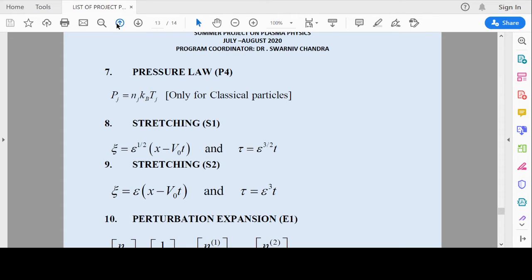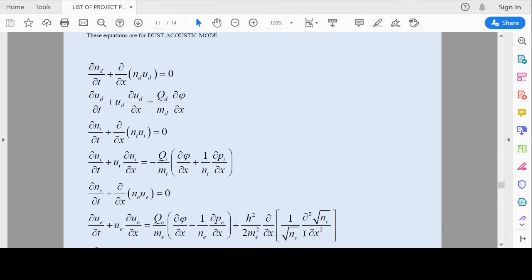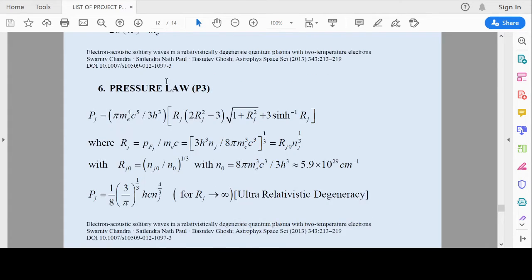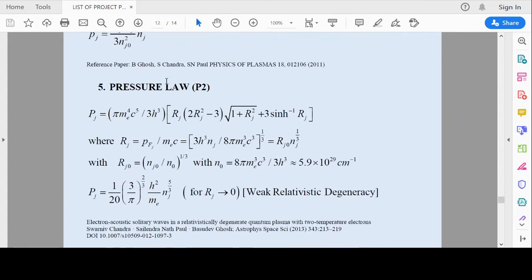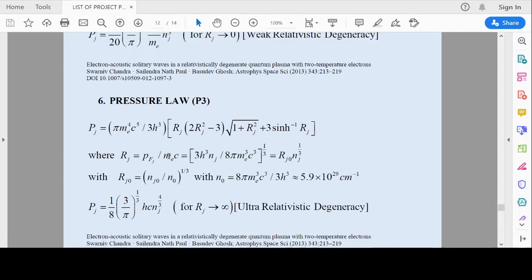For instance, suppose this expression. Here the ions may be considered classical and the electrons may be considered quantum. So a combination of this classical pressure for ions and the quantum pressure, that is P1, for the electrons. You can make a combination. Now it's up to you how you will normalize.